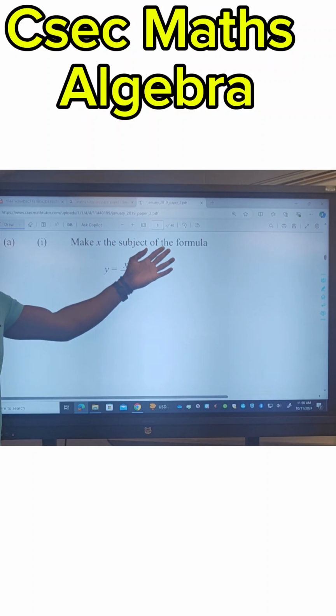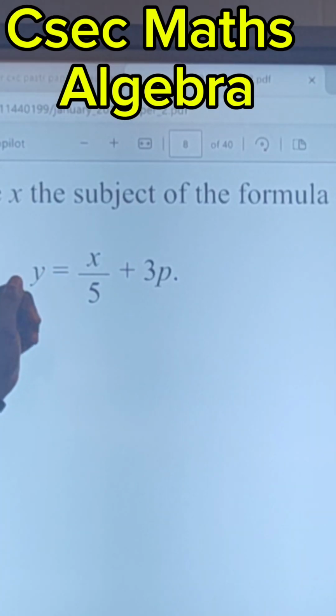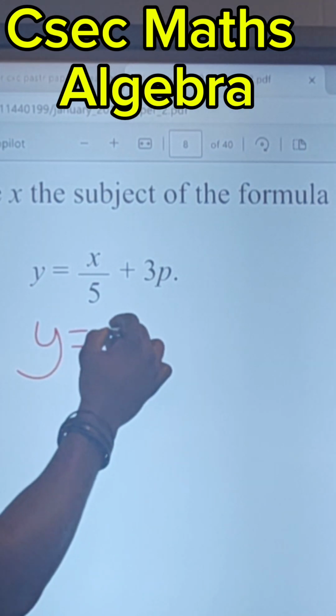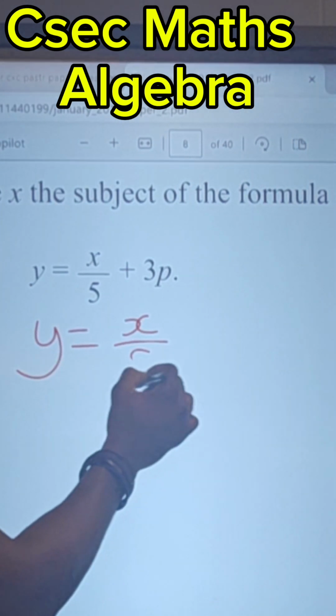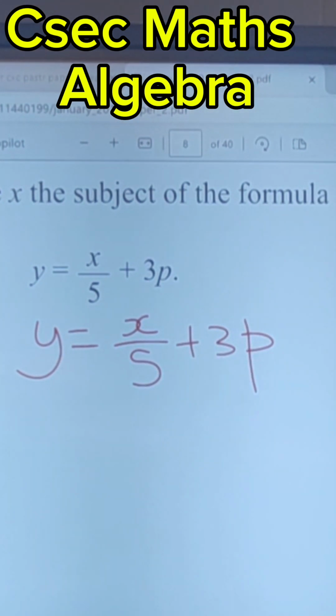Make x the subject of the formula. When we look at this, we're looking at y is equal to x over 5 plus 3p. We want to make x the subject, which means that we want to isolate this and have x by itself.